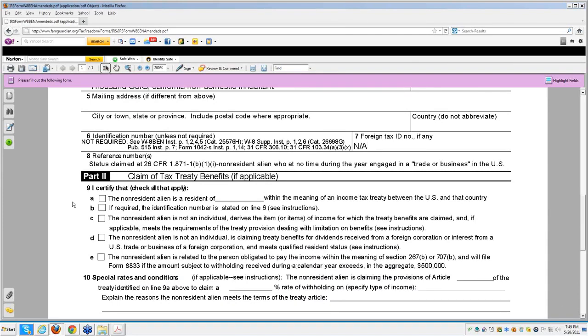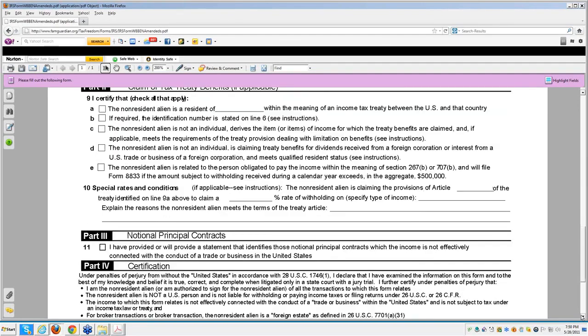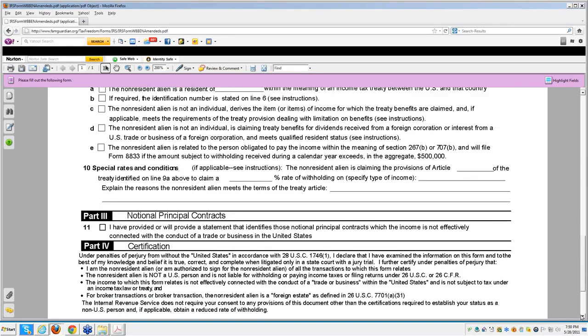You only fill this out if you're claiming tax treaty benefits. You don't want to fill that out. You're not claiming any of that. So you don't fill out 2. Three is not applicable. You don't fill this out either.